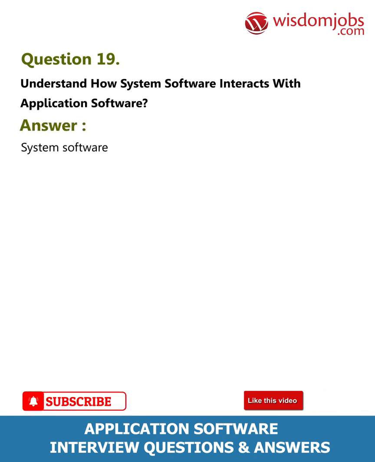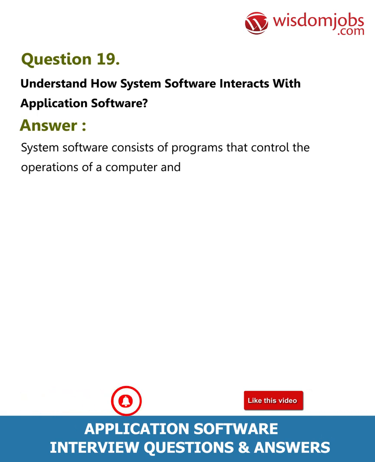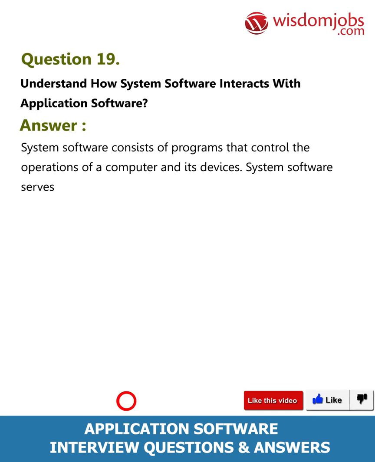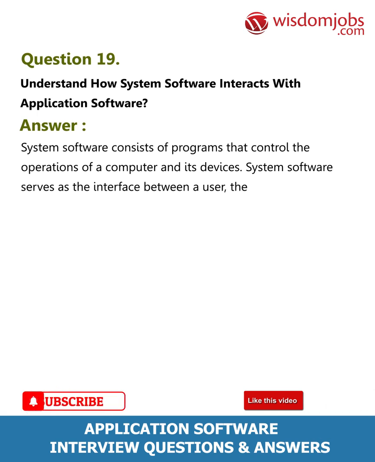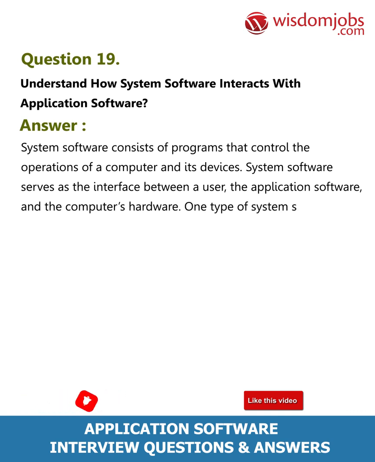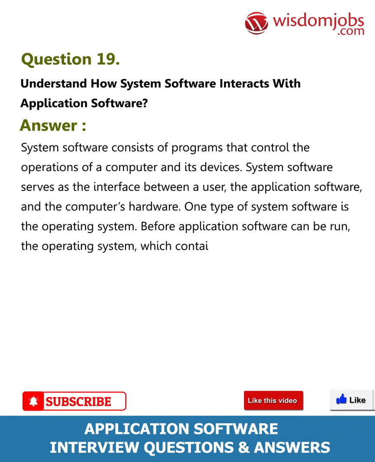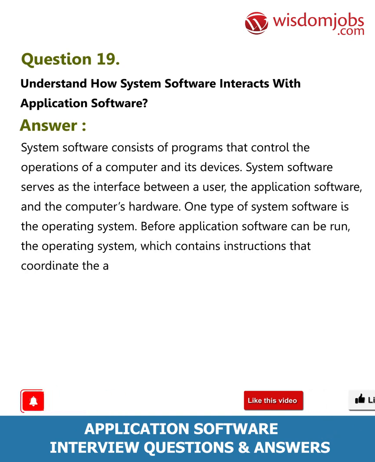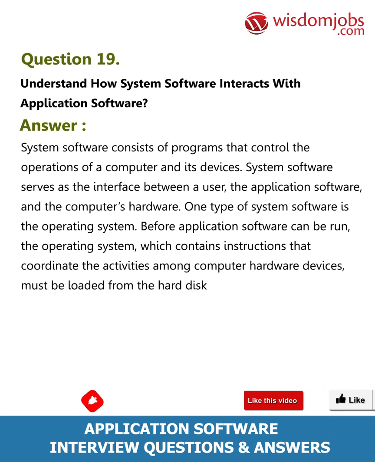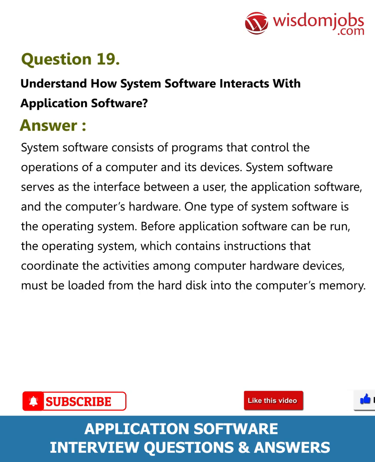Answer. System software consists of programs that control the operations of a computer and its devices. System software serves as the interface between a user, the application software, and the computer's hardware. One type of system software is the operating system. Before application software can be run, the operating system, which contains instructions that coordinate the activities among computer hardware devices, must be loaded from the hard disk into the computer's memory.